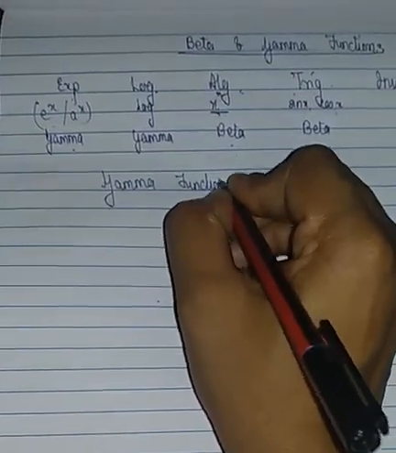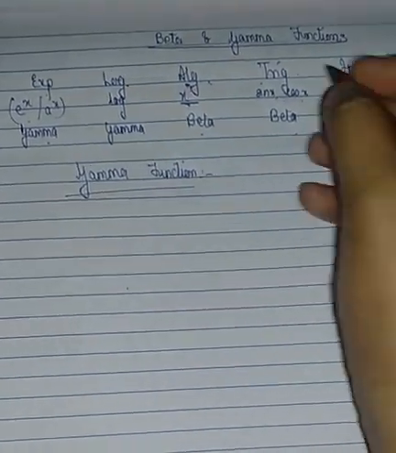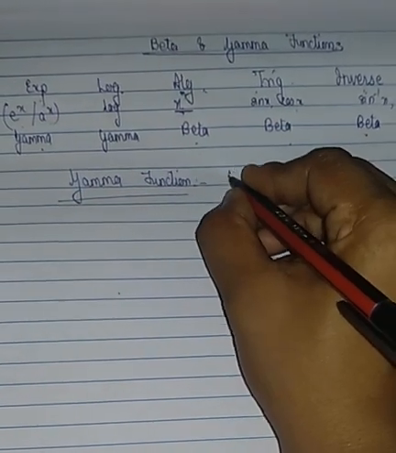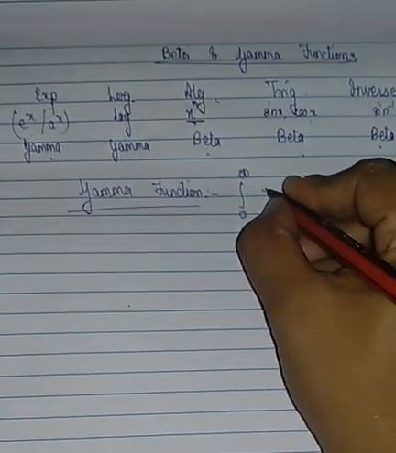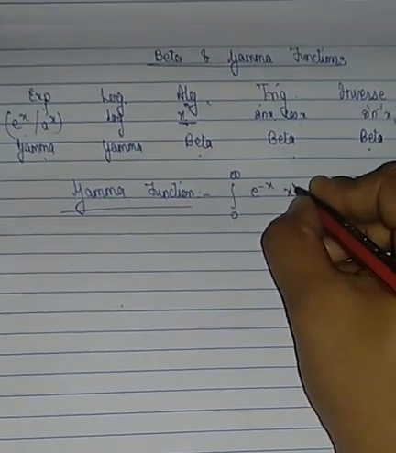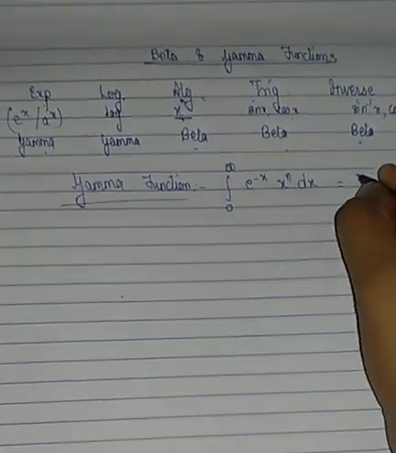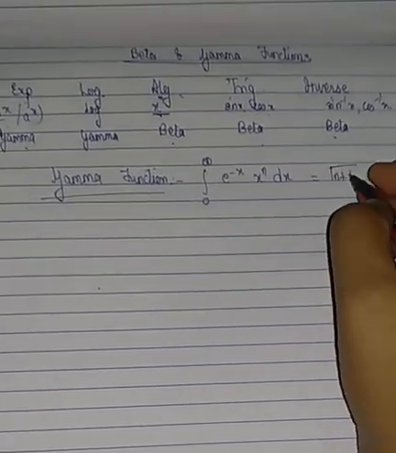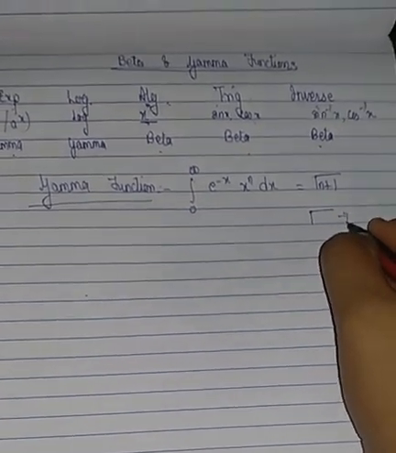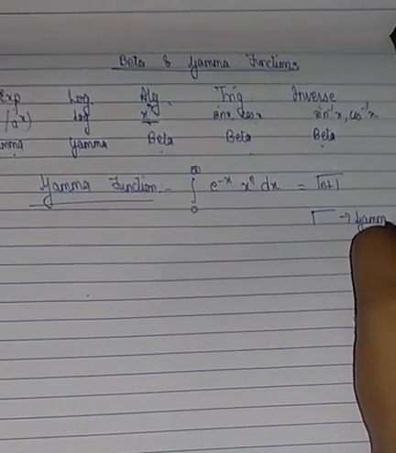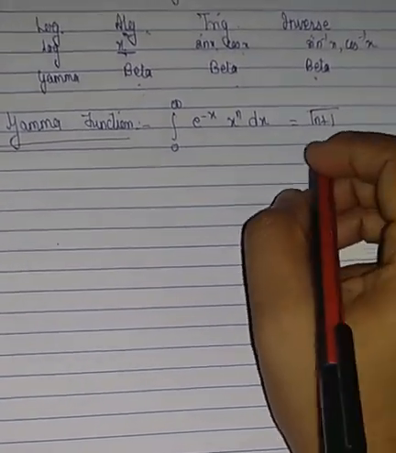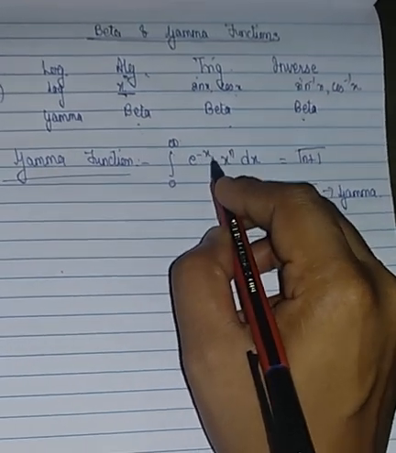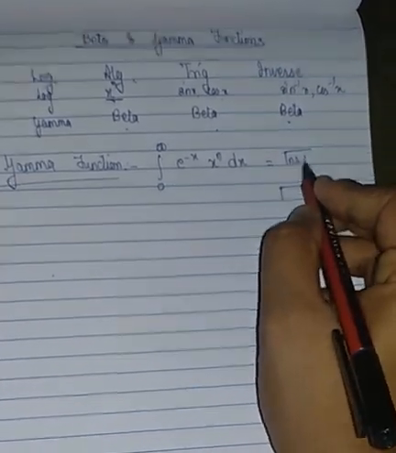Gamma and beta are both basically improper integrals. So, what's the answer for a gamma function? It is the integral from 0 to infinity of e raised to minus x, x raised to n dx, which is given by gamma n plus 1. The inverted L-like notation we are writing is known as gamma. I'll repeat myself. What's a gamma function? It is of the form integral 0 to infinity e raised to minus x, x raised to n dx equal to gamma n plus 1.